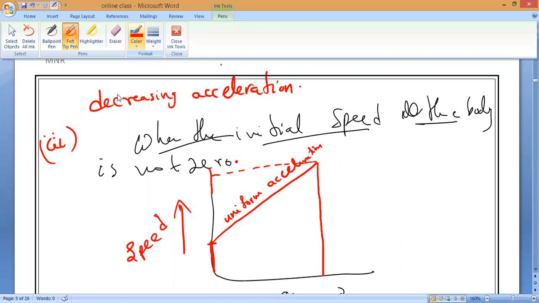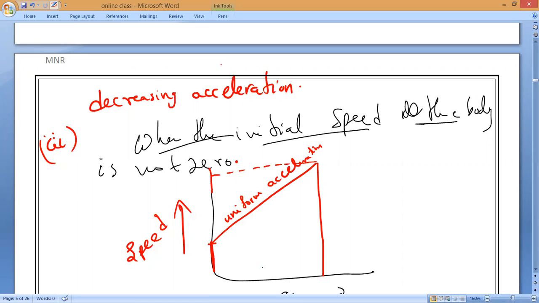For example, if we take Gokul's car, it is already moving at 10 meters per second. Then he started accelerating, so from there the speed increases at a uniform rate. So how will the graph come? The graph will be uniform. It's a straight line.